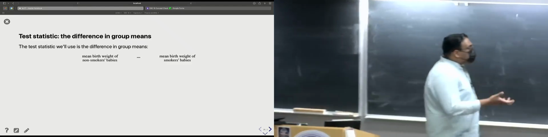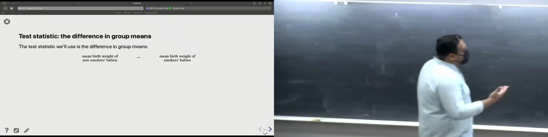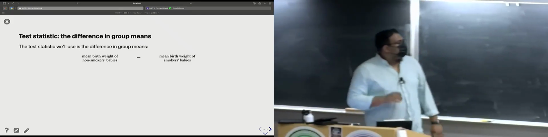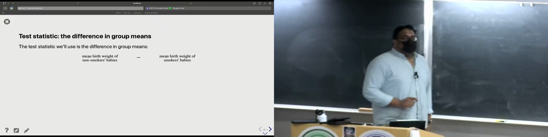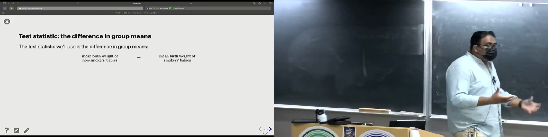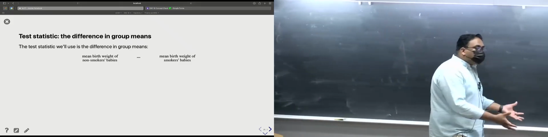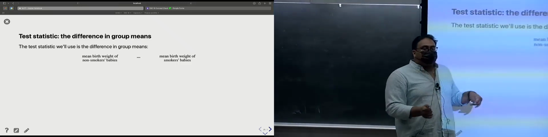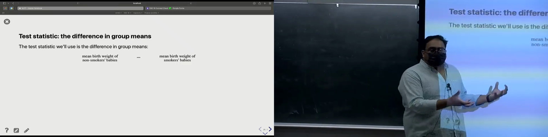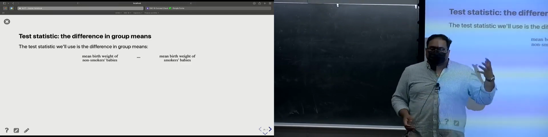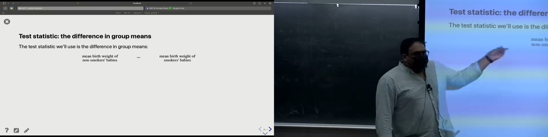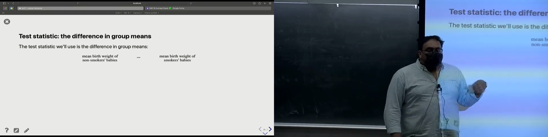Okay, so what test statistic will we use? Well, here's one. We'll use the difference in group means, or just to keep it easy, the difference in means. So here's what I mean by that. We have two numerical samples, the non-smoking weights and the smoking weights. Those two numerical samples have averages, or means. So I can compute the average of the non-smoking weights, I can compute the average of the smoking weights, and I can just take the difference between them. And that'll be my test statistic.